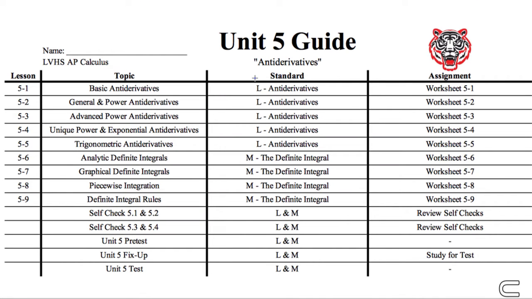We are on our very last lesson of the unit, which means coming back on Monday, we have self-check 5.1, 5.2. Tuesday, Thursday, Friday is our fix-up, which means Monday of next week, you have a whole week and a day until our Unit 5 test.